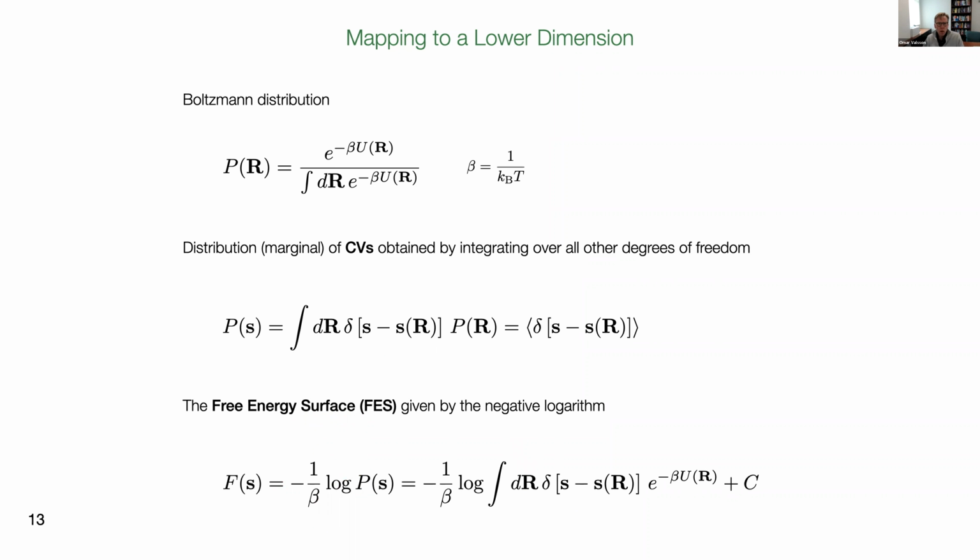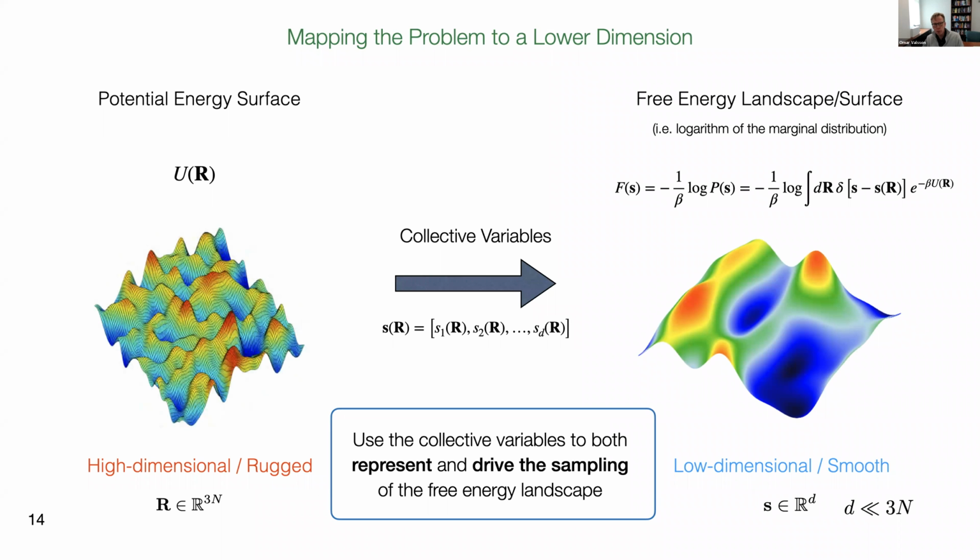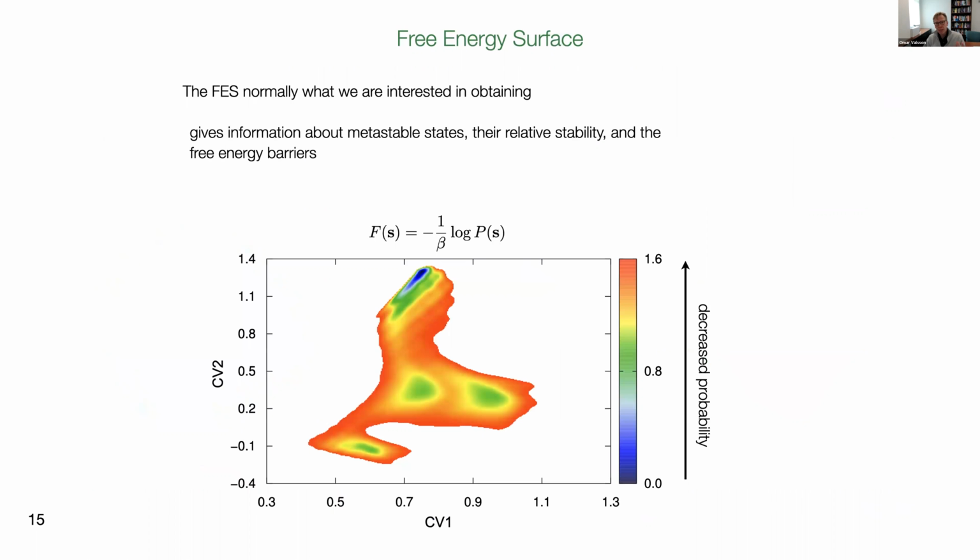Okay. So in this way, we have mapped the problem to a lower dimension by going from the potential energy surface, which is high dimensional and rugged, to the free surface or free energy landscape, which is low dimensional and normally smooth. So the idea behind this collective variable-based sampling method is to use the collective variables both to represent and drive the sampling of the free energy landscape. And the free surface is normally what we are interested in obtaining, because it gives information about metastable states, relative stability, and free energy barriers.